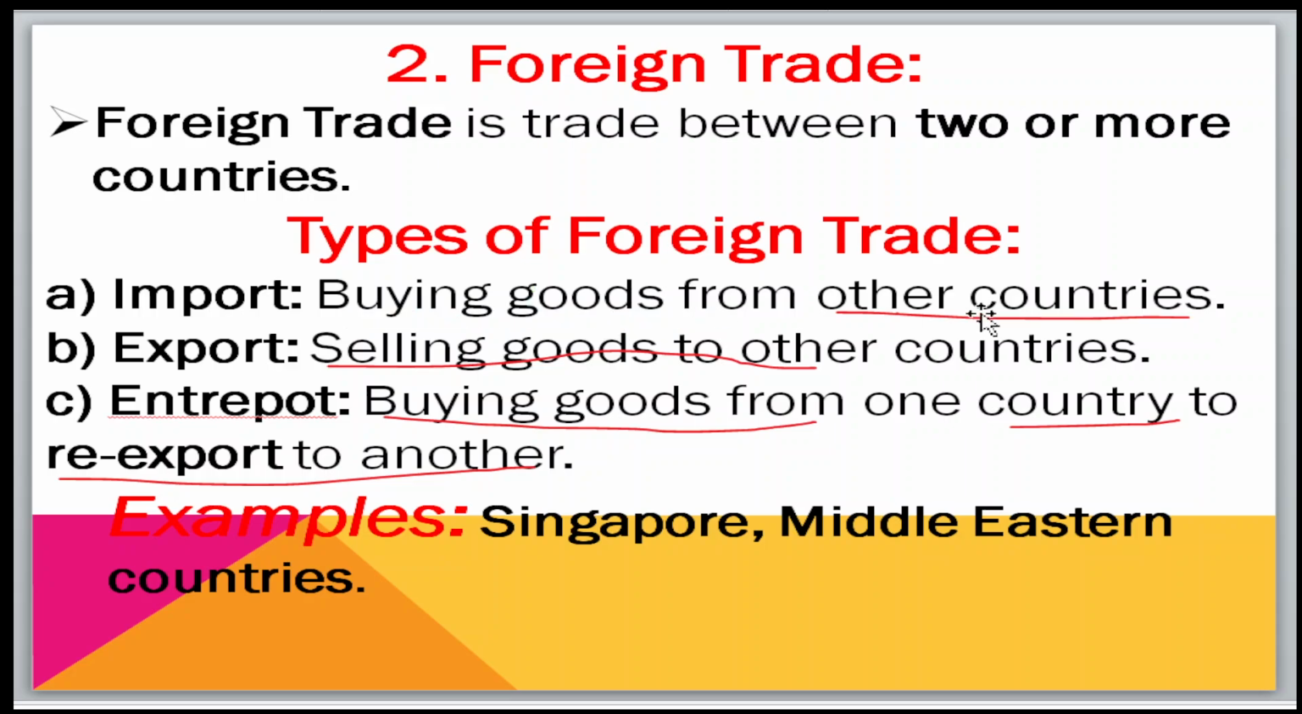The second type of trade is foreign trade. The meaning of foreign trade is trade between two or more countries. In foreign trade we have types. One is import. Import means buying goods from other countries. Export means selling goods to other countries. Entrepot means buying goods from one country and then selling them, re-exporting to another country. For example, Singapore and Middle Eastern countries do this, like Saudi Arabia and Iran.